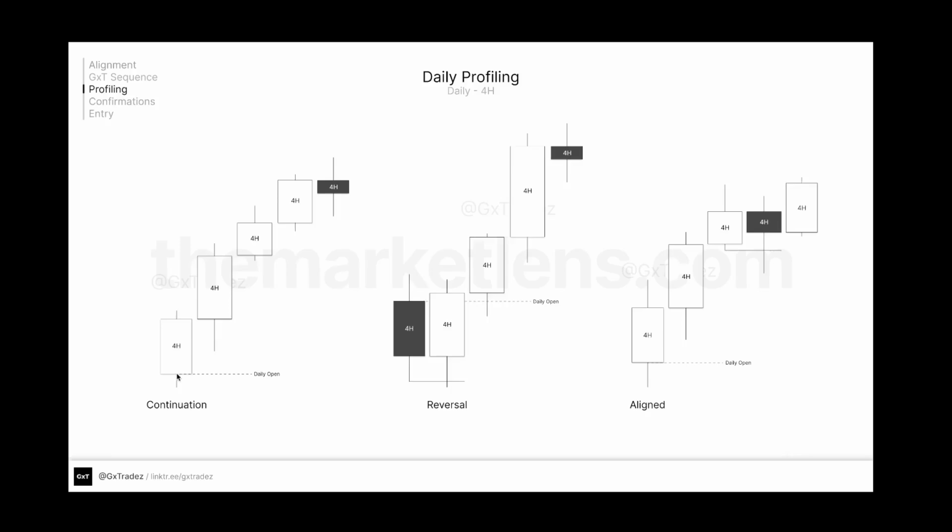This can also be in continuation, right? Where we just open the day and we just expand away. So you're essentially trading hourly or 4-hour expansion candles, right? Aligned with the current daily candle, right? So this is an example of that.